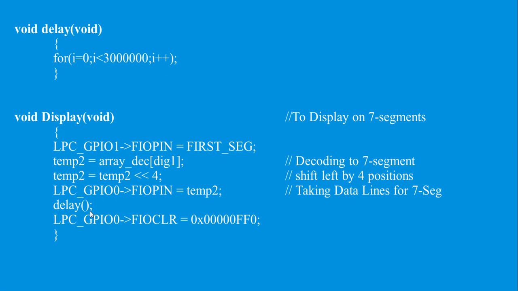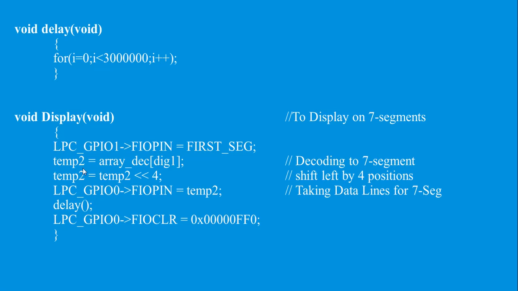Then in the display function we have to select a particular 7 segment display. So with the help of the FIO pin register we are going to select the first segment. The constant value of the first segment is declared as a global constant at the initial stage of the program. By writing this value to FIO pin, which corresponds to the general purpose input output port pin, we write this value to particular pins of port 1. That's why the structure used is LPC_GPIO1. With the help of the FIO pin register, this value is written onto the particular port pin, so that the first display will be selected.